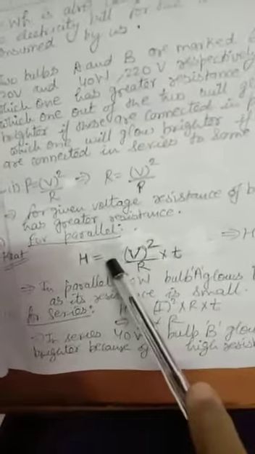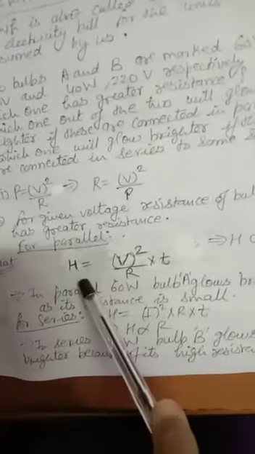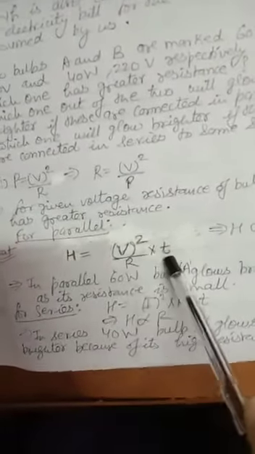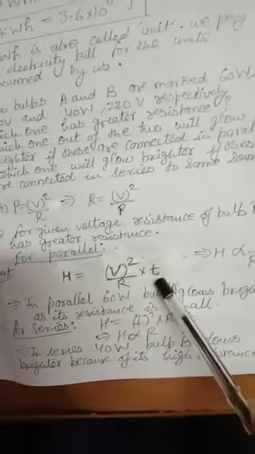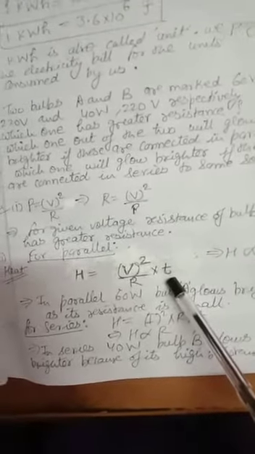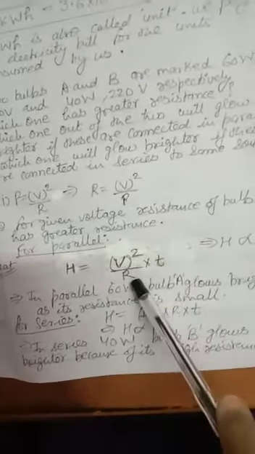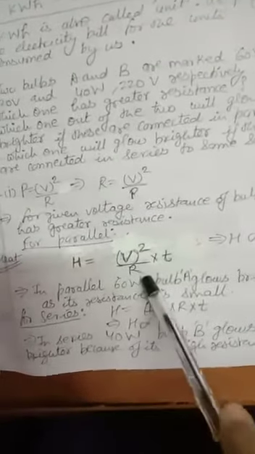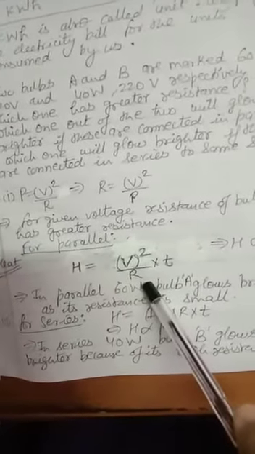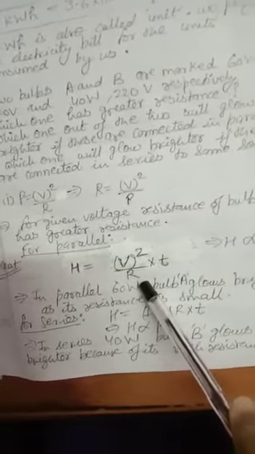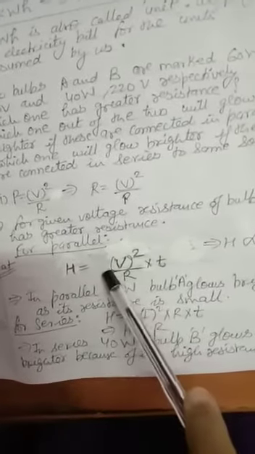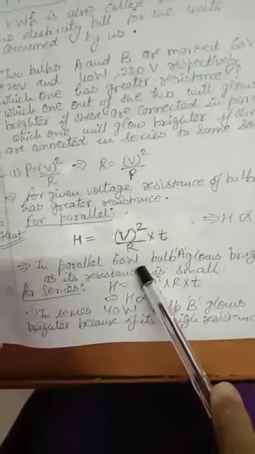Now second part, if we are having the parallel combination, so if we have to compare, we apply the formula that heat developed is V square upon R into T, and if heat developed is more in a given time, then the bulb will glow brighter. So in this case you can say it is inversely proportional to R. So we can say in parallel combination, the bulb having a smaller resistance will glow brighter. So in this case, the 60 watt bulb will glow brighter.